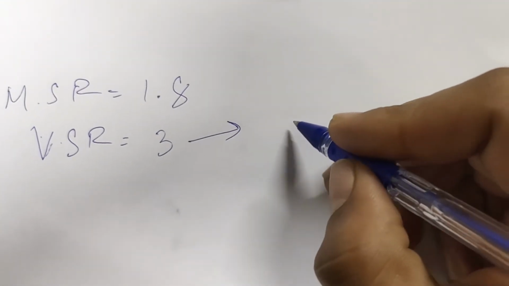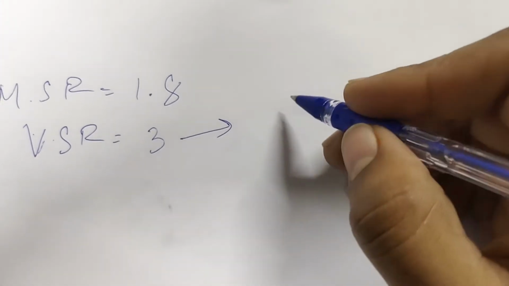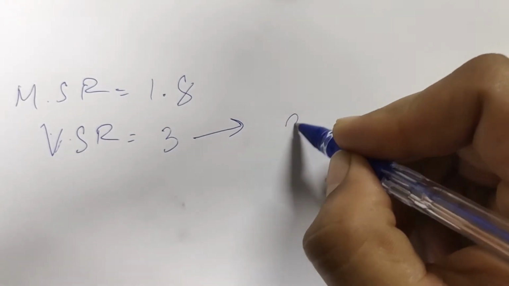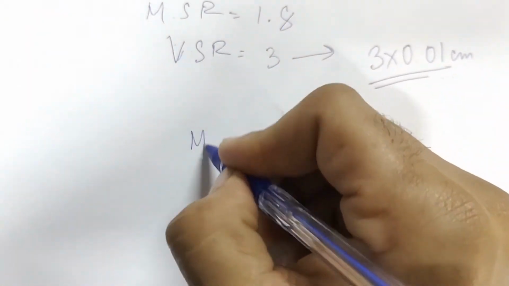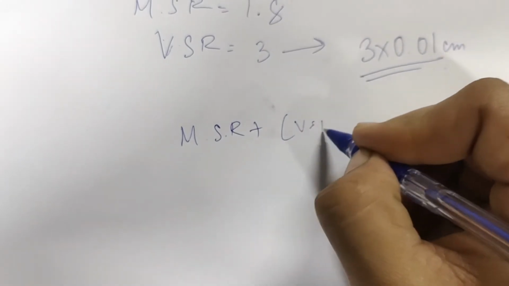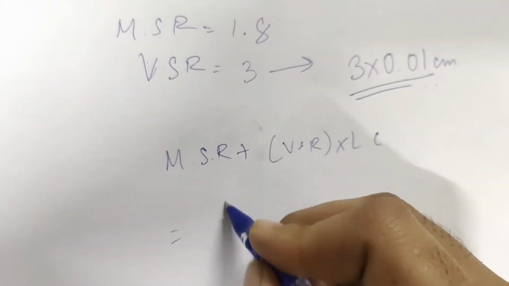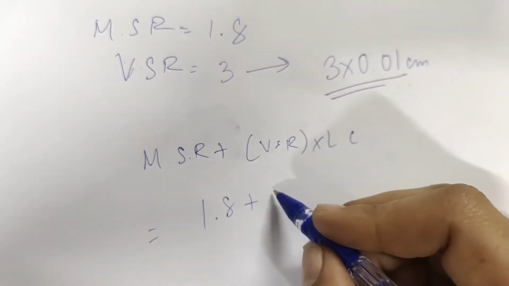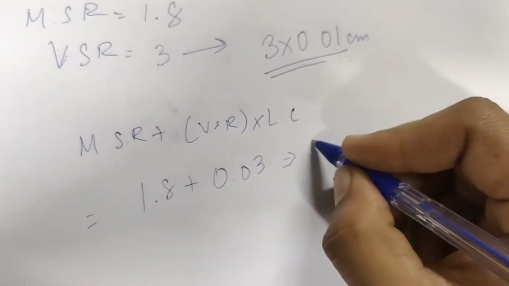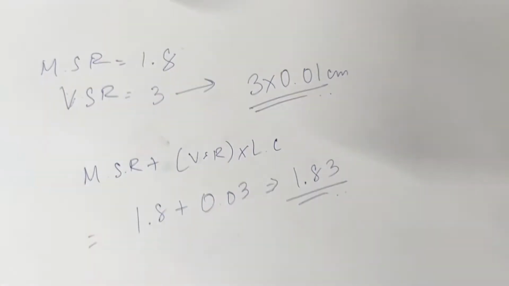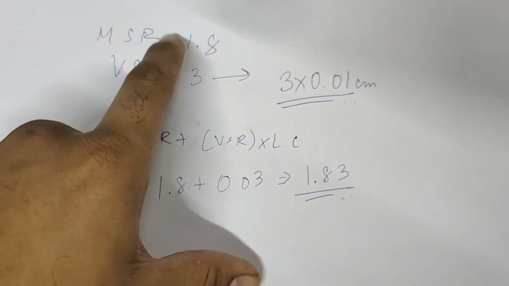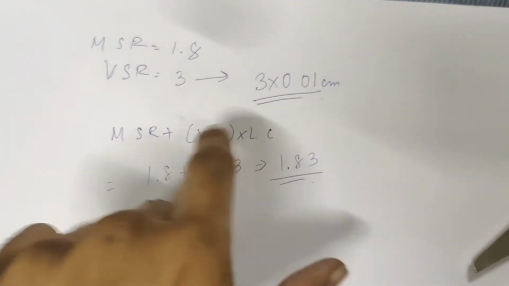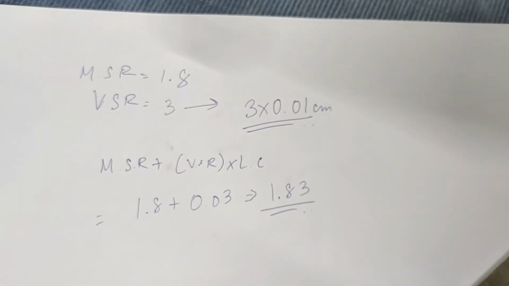Now this is not the final thing. We need to multiply this by LC, the least count, which is 0.01 centimeter. So this will be 3 into 0.01 centimeter. Then you add the main scale reading plus VSR, the vernier scale reading, into LC. This will become 1.8 plus 3 into 0.01, that is 0.03, so 1.83. The logic behind it is, if you want to make it fast, the vernier scale reading 3 will always be in the second place after the decimal point, so 1.83. But as a procedure, you need to write this. I will show you that in the observation table itself.